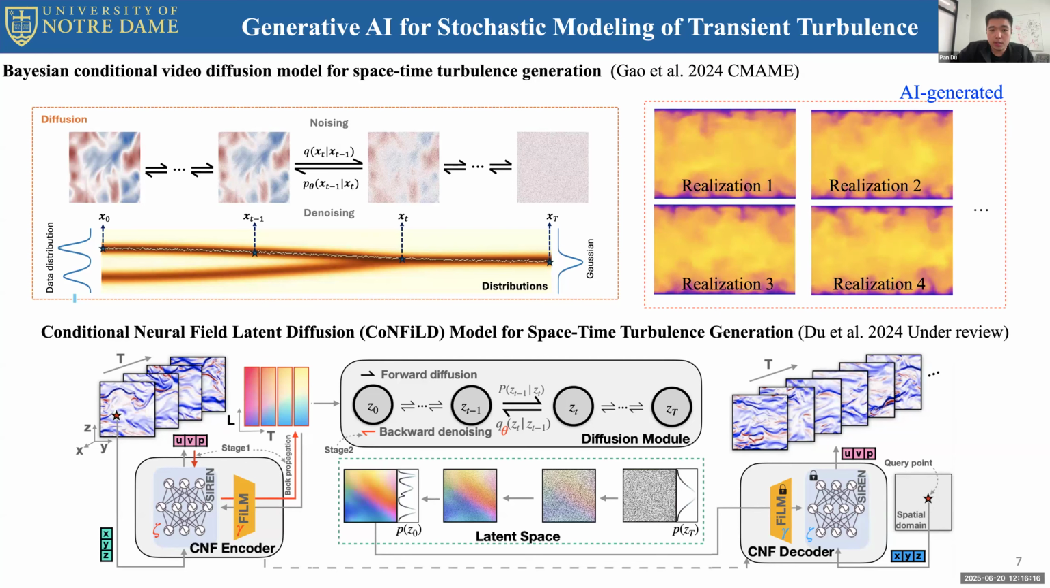And this is an example of the generated flow for turbulence inlet. This is typically an inlet snapshot or cross-sectional view of a 3D turbulence channel flow. And you can see different realizations. They are different from each other, but they look similar and preserve the turbulence structures in the animation.